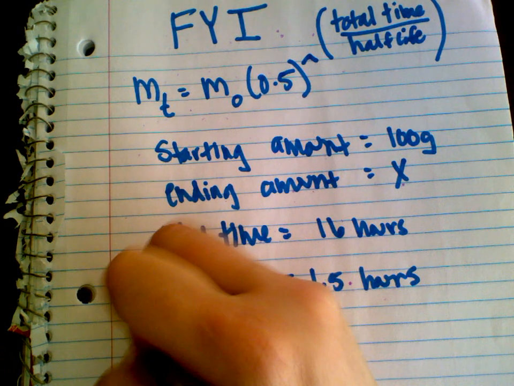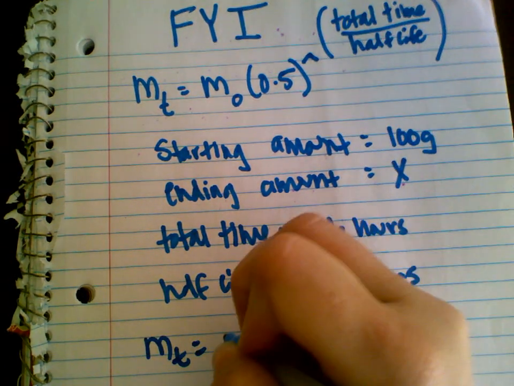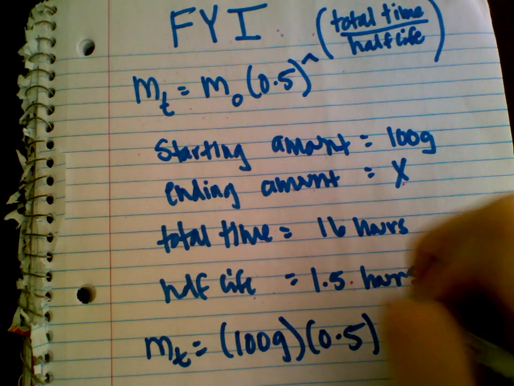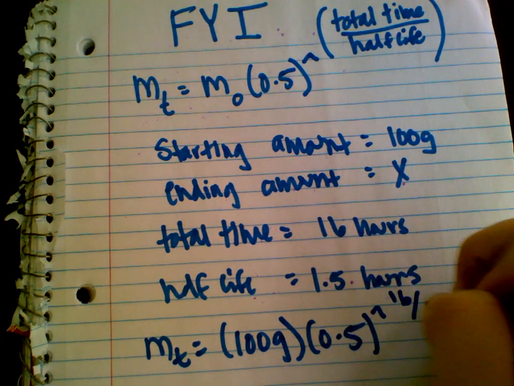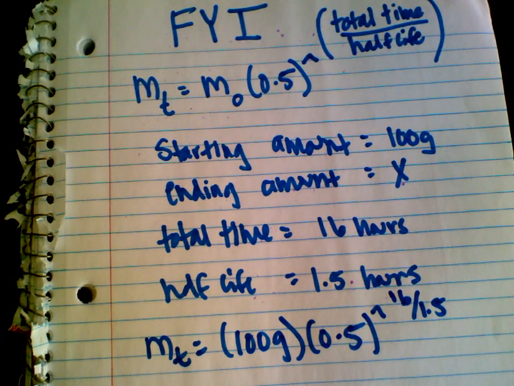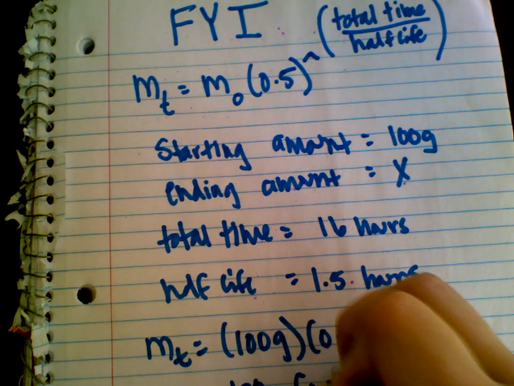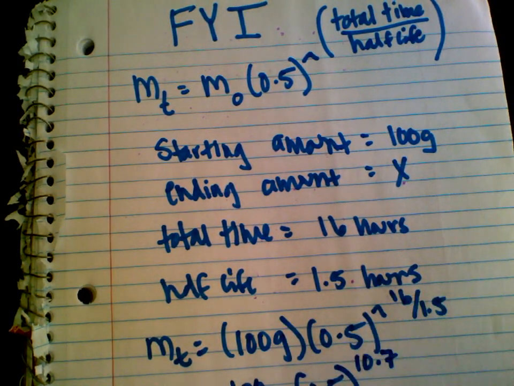So I'm looking for the final mass. I know I'm starting with 100 grams, and I'm going to take 0.5 to the power of 16 divided by 1.5. So I'm going to start by putting in my calculator 16 divided by 1.5, and I got out 10 to the 0.7 power.